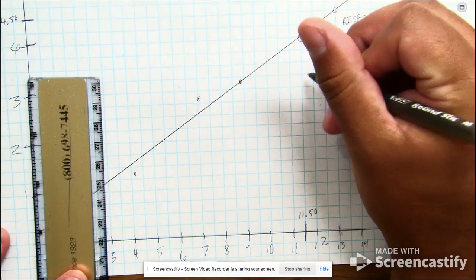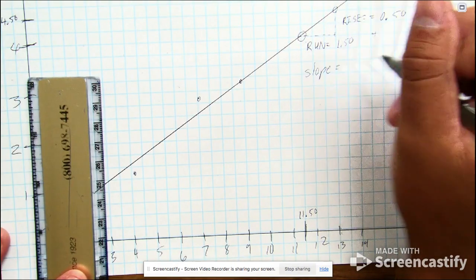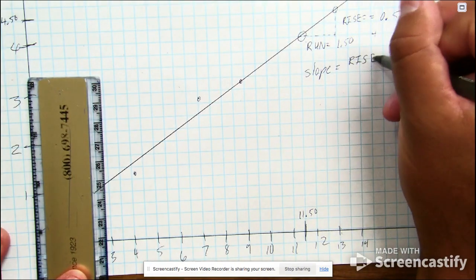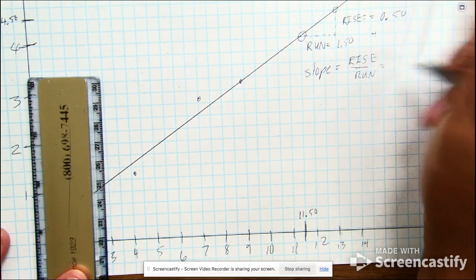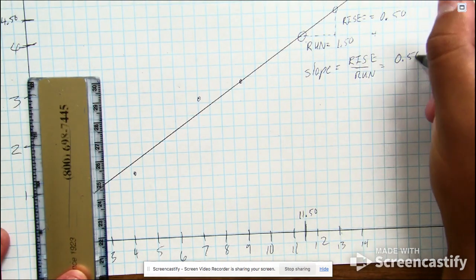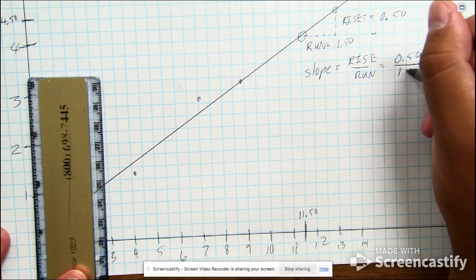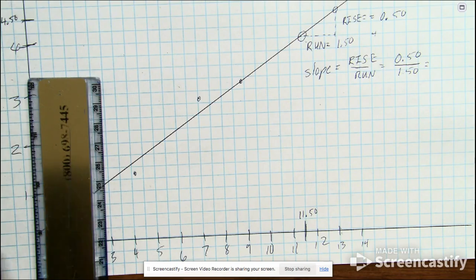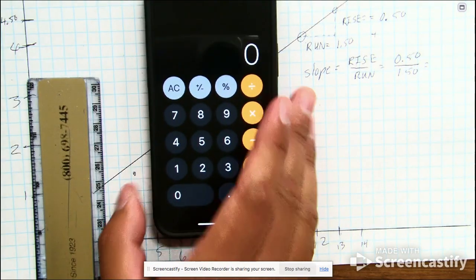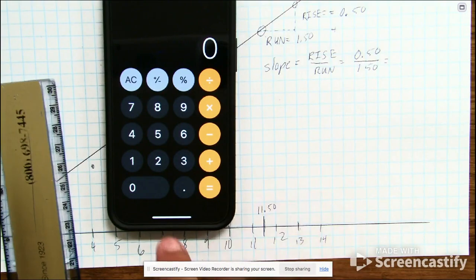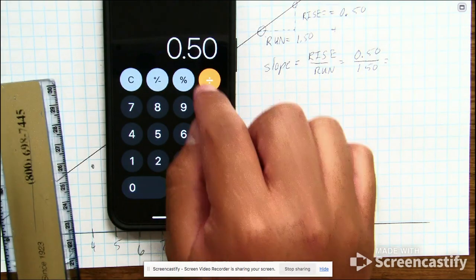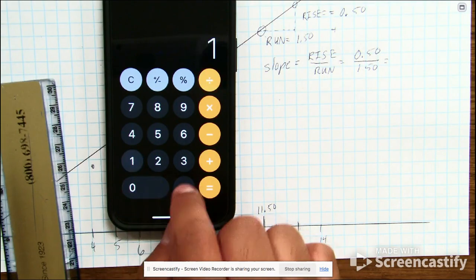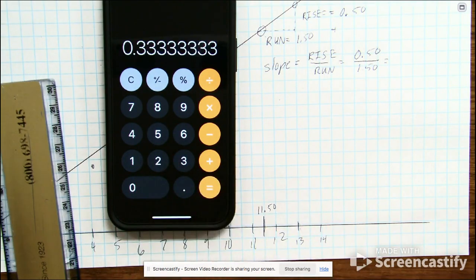So last step is, remember, to find your slope, it's rise over run. And so your rise is 0.50 over your run, which is 1.50. Now you go ahead and just put that in your calculator, and a friendly reminder that when you're calculating this stuff, you want to make sure you do top divided by bottom. And so I'm going to go ahead and put 0.50 divided by 1.5, and I get 0.3333.